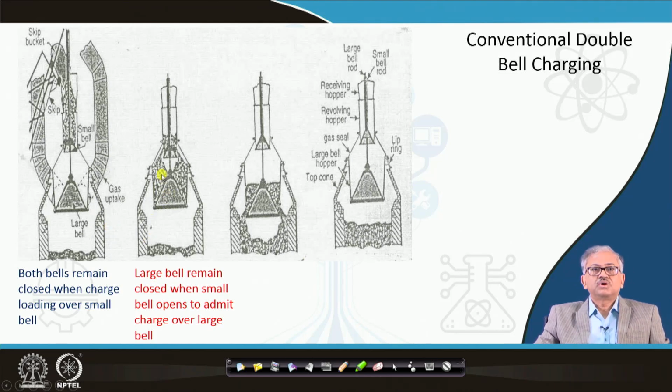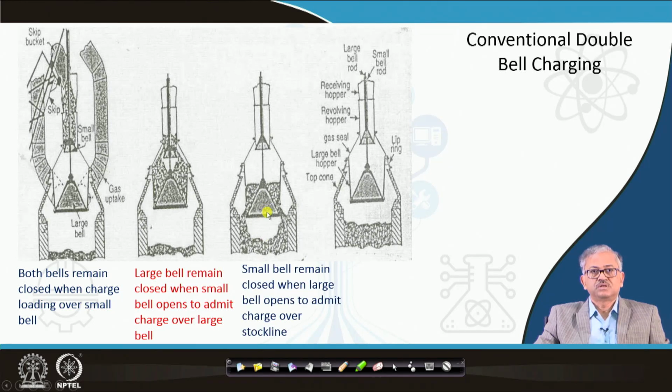Now all the material has been charged. In the next cycle you can find the big bell is lowered. If the big bell is lowered, then your small bell is closed, such that the gas cannot escape. Material is coming down, and some amount of gas can come and go away. That is why the small bell is also closed here. Now the material is coming from the big bell, charging on the stock line and making a profile.